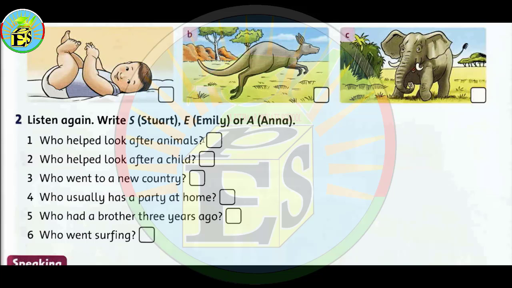Number 2, who helped look after a child? Who went to a new country? Who usually has a party at home? Who had a brother 3 years ago? And who went surfing? Please listen carefully.